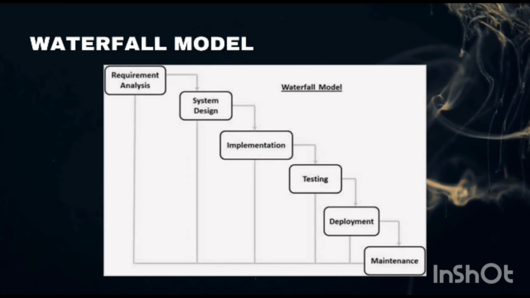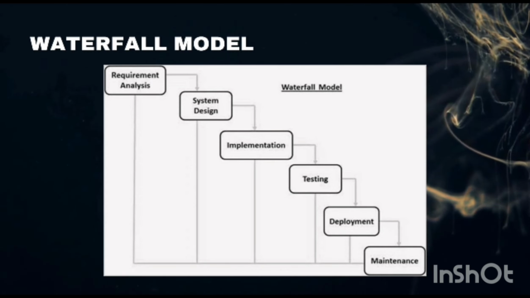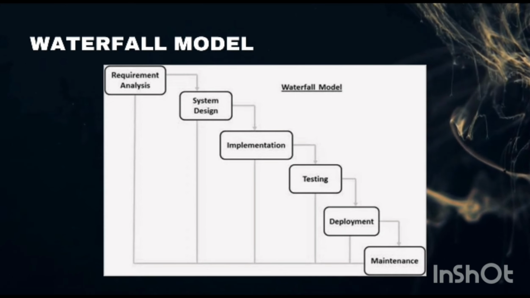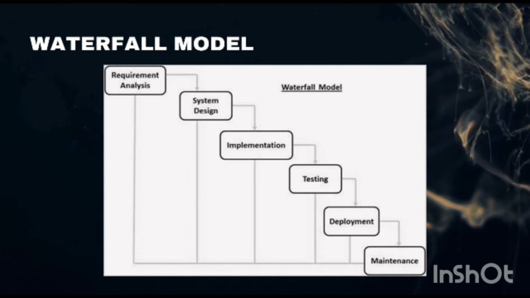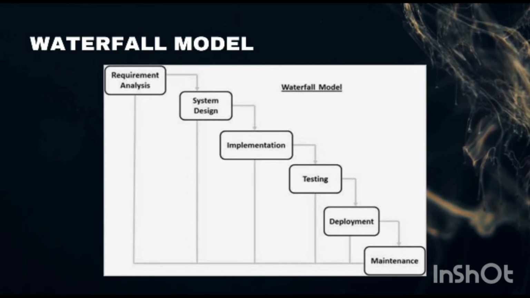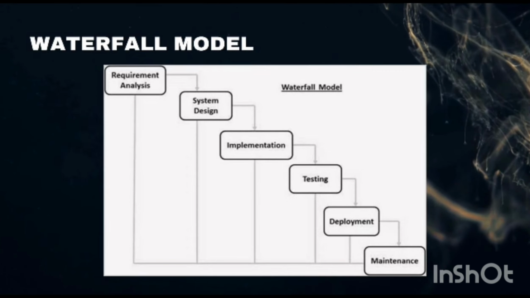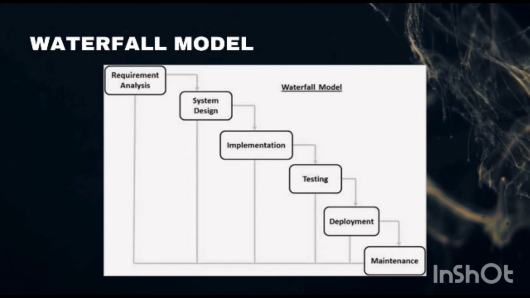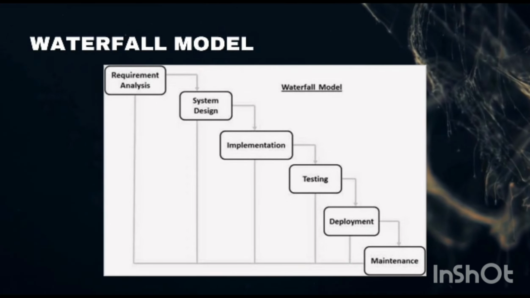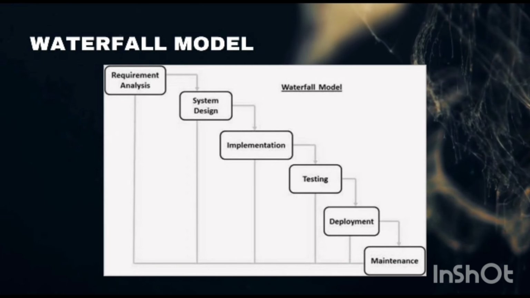All possible requirements of the system to be developed are captured in this phase and documented in a requirement specification document. Second phase is system design. This system design helps in specifying hardware and system requirements and helps in defining the overall system architecture. Next phase is implementation. With inputs from the system design, the system is first developed in small programs called units, which are integrated in the next phase.